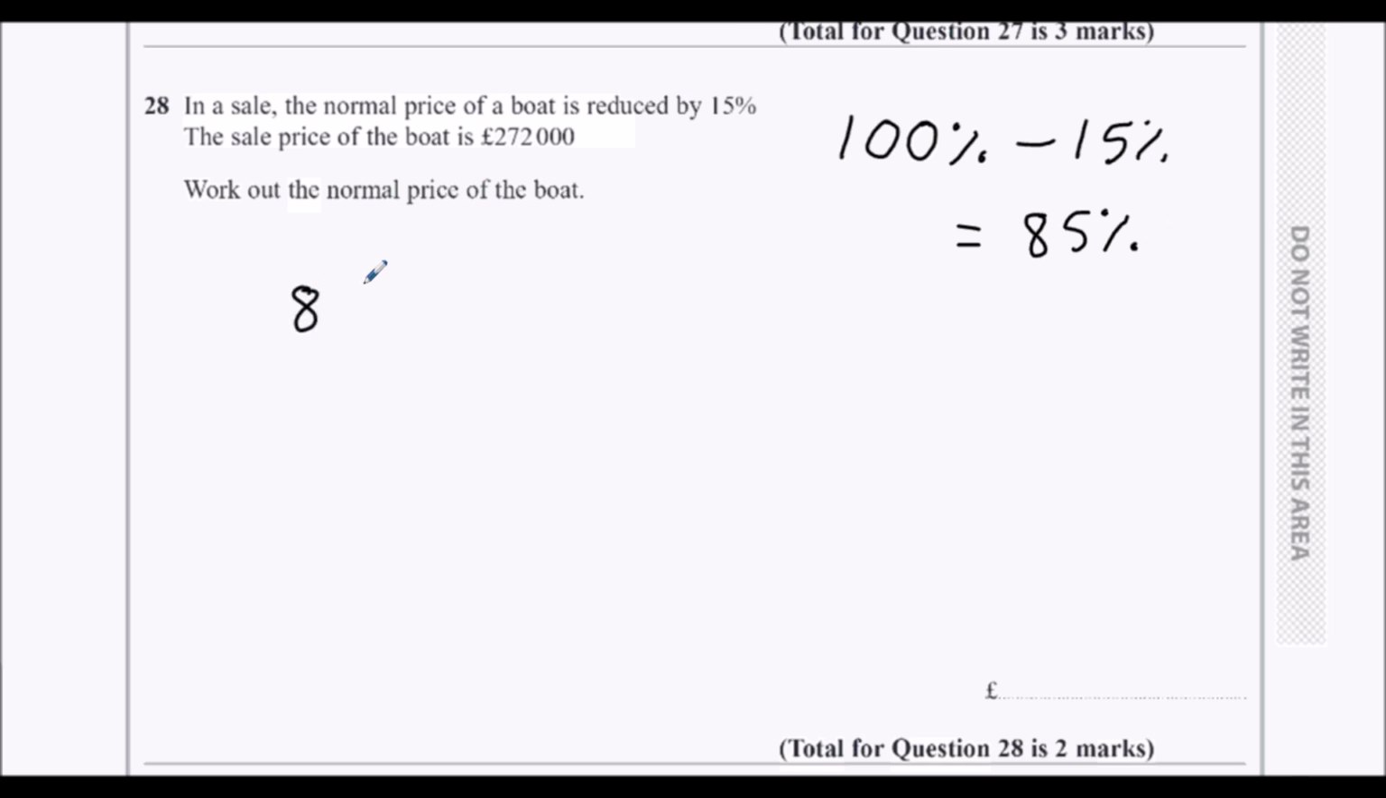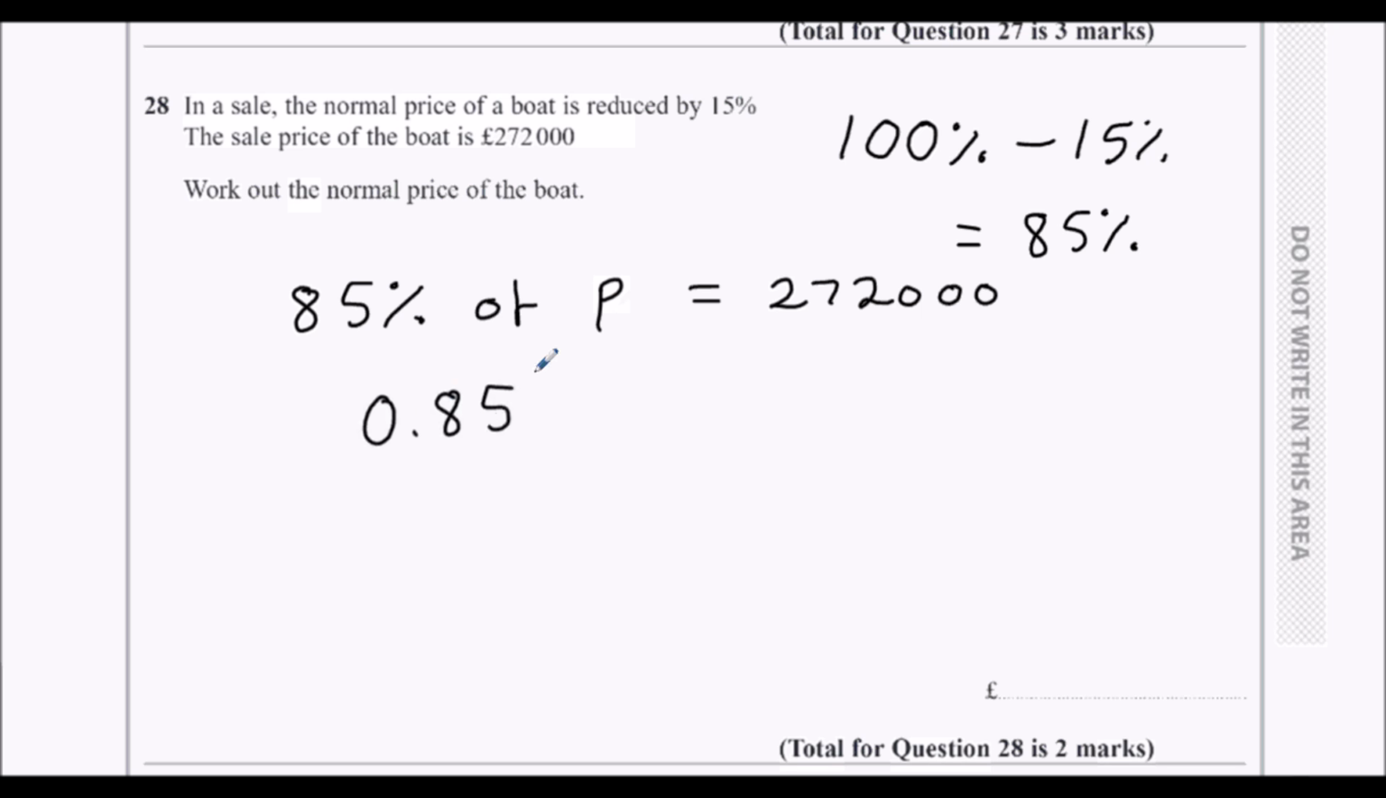So 85% of the price is £272,000. How can I work out what 100% is? There are different ways. So we could say we've got 0.85, so 0.85 times P equals £272,000, and divide both sides by 0.85.